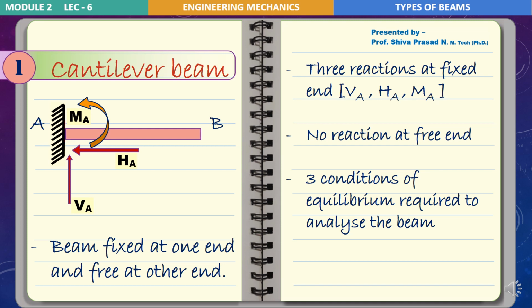Next, three conditions of equilibrium are required to analyze the beam. Yes, there are three unknowns, that is VA, HA and MA, for this type of beam, the cantilever beam, and so you require all three conditions of equilibrium to analyze the beam, that is, to find the unknowns. Next, we can say this beam, the cantilever beam, is statically determinate because we have three unknowns and three conditions of equilibrium, and we can easily solve this and analyze.